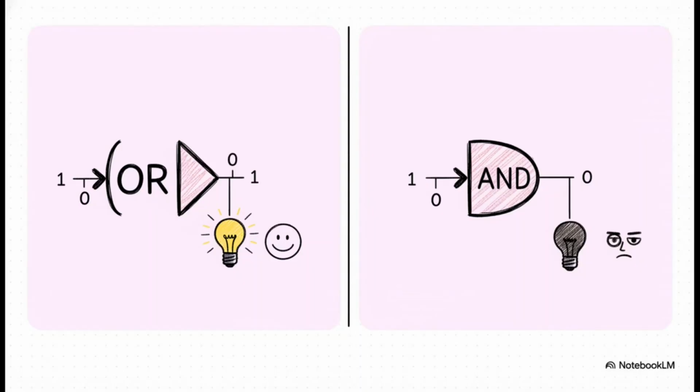Let's look at 2 of the big ones. First, you've got the OR operator. Think of OR as the ultimate optimist. As long as either of its inputs is true, it says, yep, success, the result is true. But then you have the AND operator. AND is a total perfectionist. It looks at its 2 inputs and says, are both of you true? If even one is false, the whole thing fails. And for our puzzle today, this little perfectionist is the star of the show.